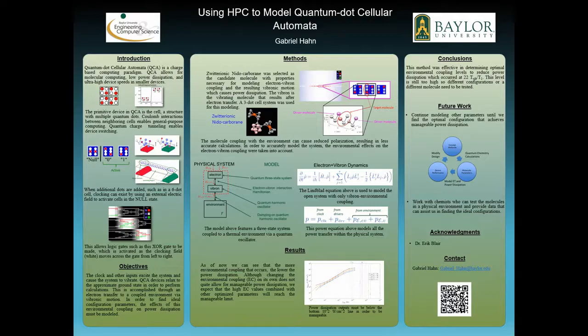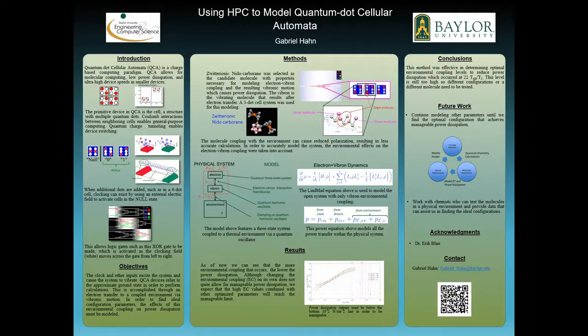made on Quantum-dot Cellular Automata. So what it is, it's a charge-based computing paradigm, and it allows faster computing speeds with less power dissipation and in smaller devices. So a quick walkthrough of how QCA works is you have this cell with multiple quantum dots within it, and interactions between neighboring cells enable general purpose computing. If you want a more in-depth explanation and visualization of how that works, I put a link in the description that gives a nice visualization of all that.